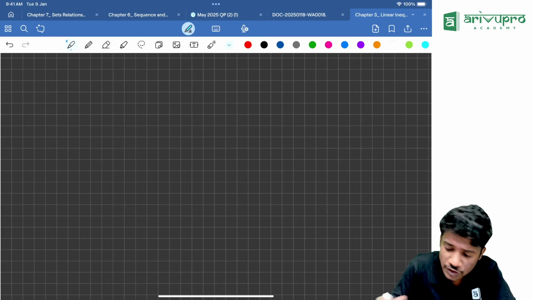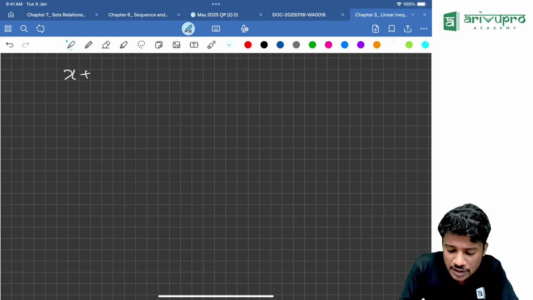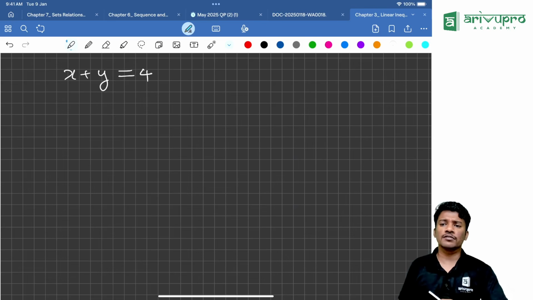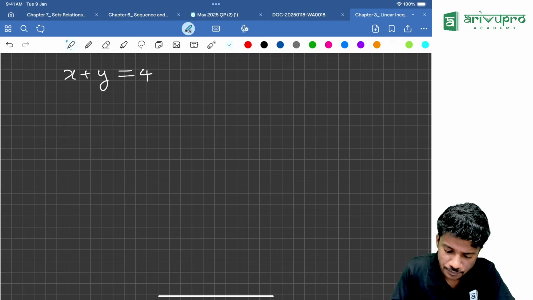Long back we studied this. x plus y is greater than or equal to 4, or I will just show you the normal graph. x plus y is equal to 4. How will the graph look like? Everyone?